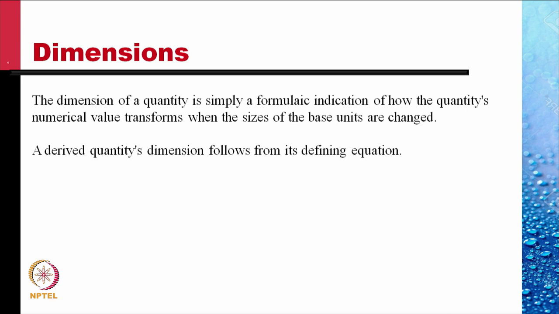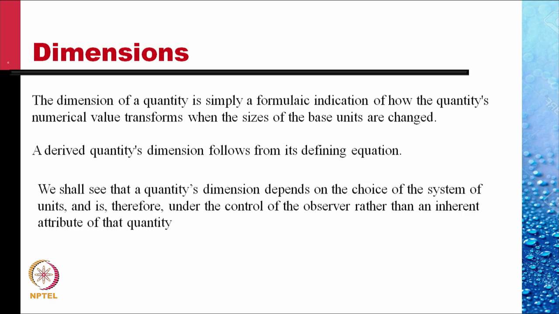A derived quantity's dimension follows from its defining equation, in terms of the base quantities that are used to define it. We shall see that a quantity's dimension depends upon the choice of the system of units and is therefore under the control of the observer, rather than an inherent attribute of that quantity.